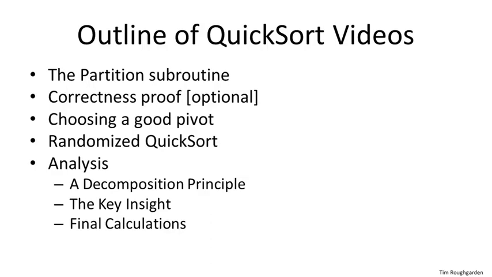In the first analysis video, I'll introduce a general decomposition principle of how you take a complicated random variable, break it into indicator random variables, and use linearity of expectation to get a relatively simple analysis. That's something we'll use a couple more times in the course, for example, when we study hashing. Then we'll discuss the key insight behind the quicksort analysis, which is about understanding the probability that a given pair of elements gets compared at some point in the algorithm. That'll be the second part. Then there's going to be some mathematical computations just to tie everything together, and that'll give us the bound on the quicksort running time.